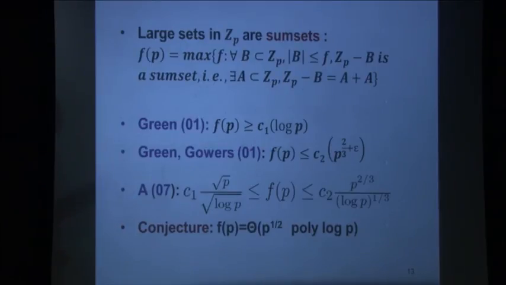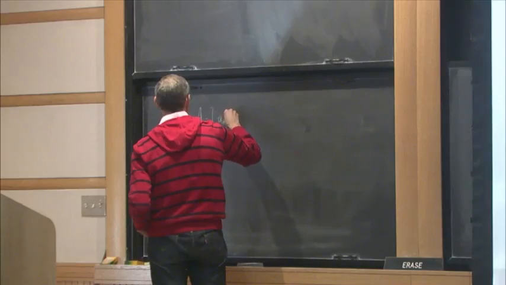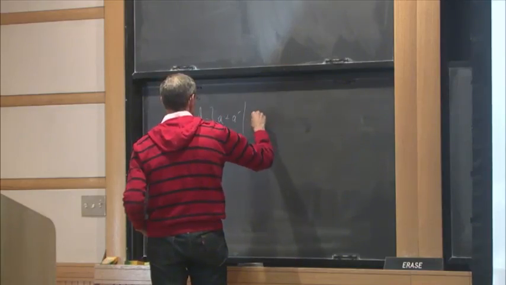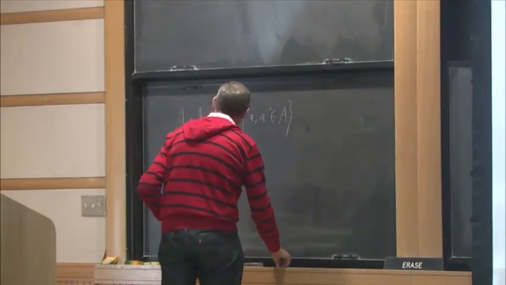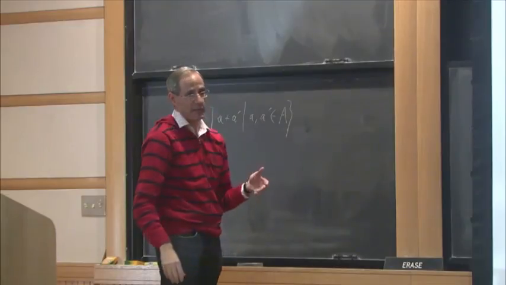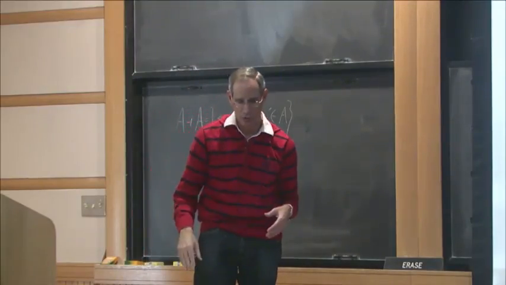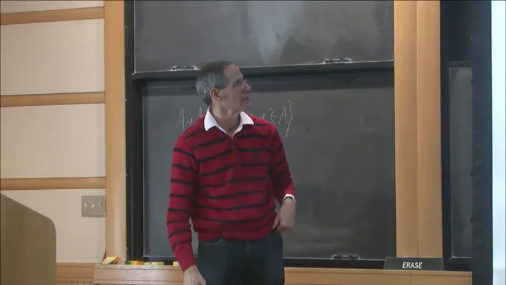Sum sets are sets of the form A plus A. We just look at the Minkowski sum. So A plus A is the set of all a plus a prime, where a and a prime are in A. And we want to understand the structure of this, or which sets are sum sets.